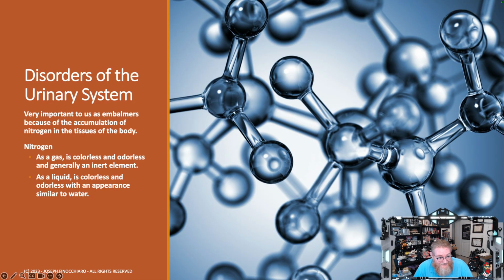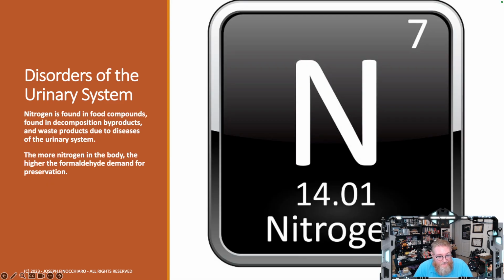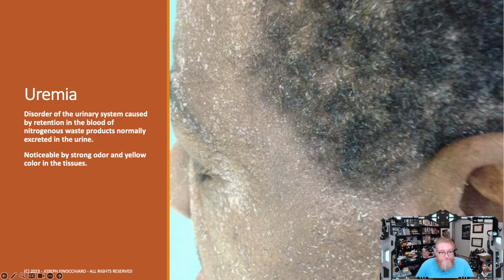So, nitrogen as a gas is colorless and odorless and is generally an inert element. As a liquid, it is colorless and odorless with an appearance similar to water. Nitrogen is found in food compounds, found in decomposition byproducts, and waste products due to diseases of the urinary system. The more nitrogen in the body, the higher the formaldehyde demand for preservation. The more nitrogen, the more preservative you're going to need.